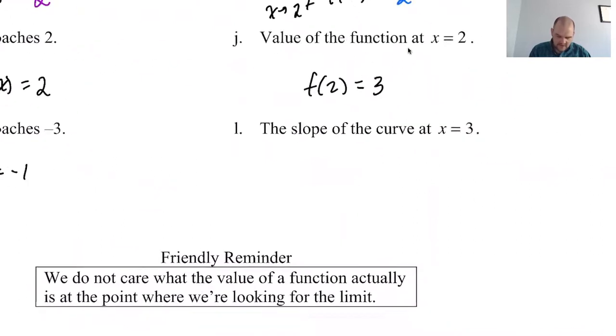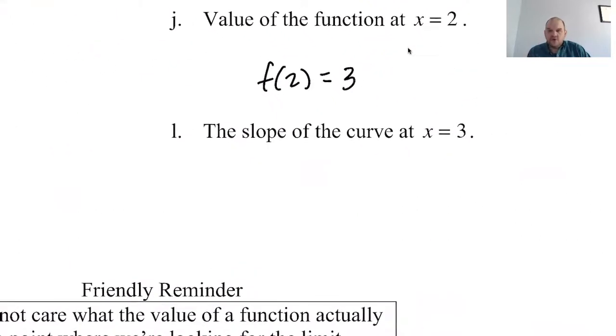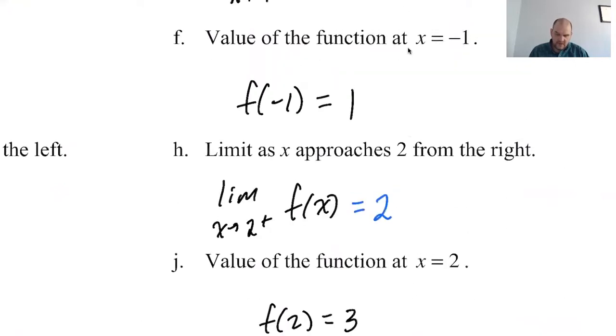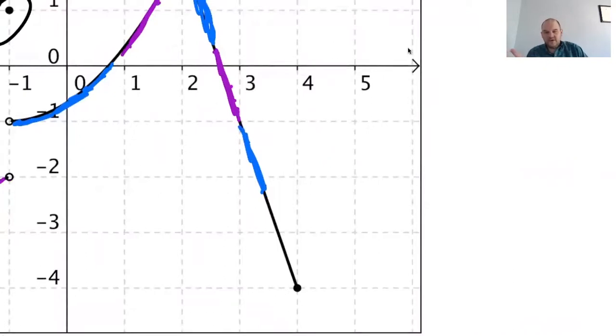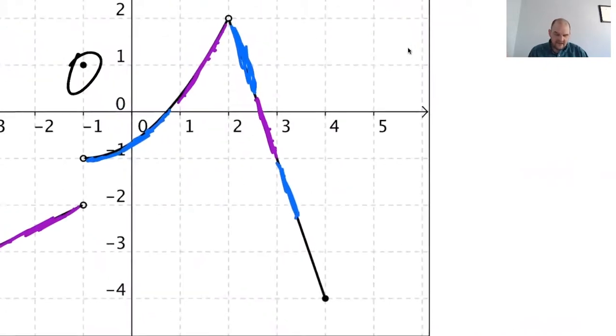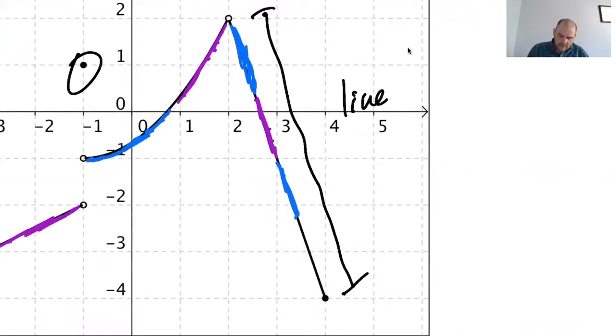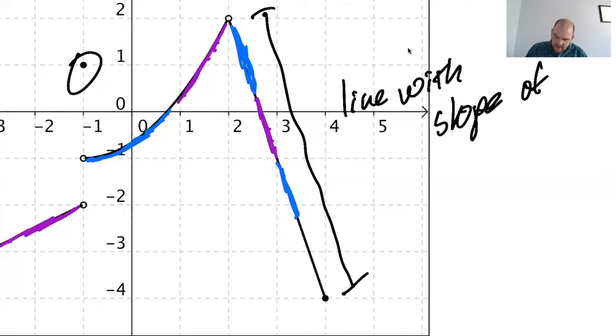Okay, the next question. The slope of the curve at x equals 3. This is the first time we've tried to answer this question. So now we're claiming that curves have slopes, and not just that, but at specific points. This particular problem, I need to find the slope at x equals 3. The argument that we're going to make is that this is a line with a slope of whatever it is. So we go down 3 over 1, slope of -3.